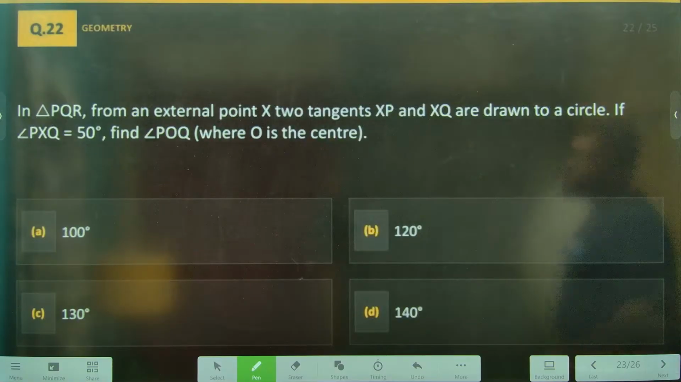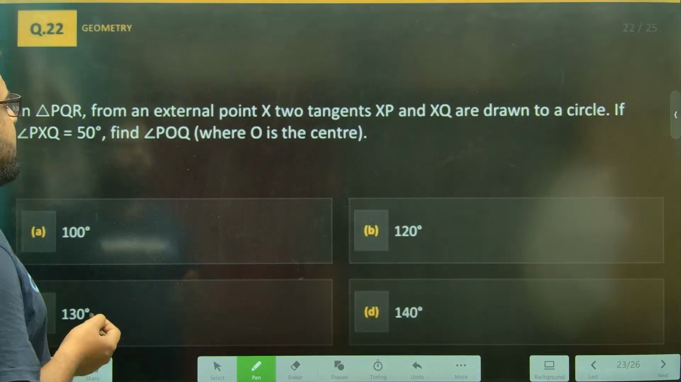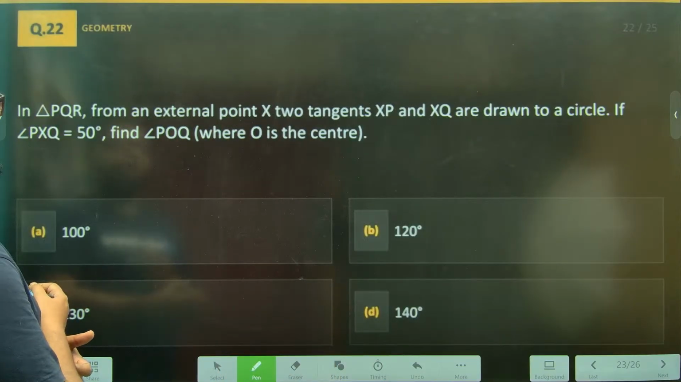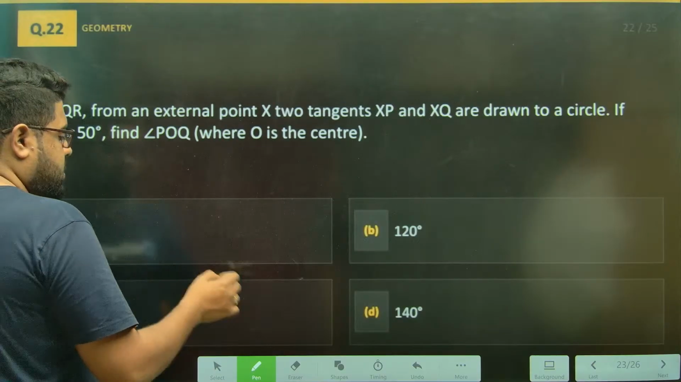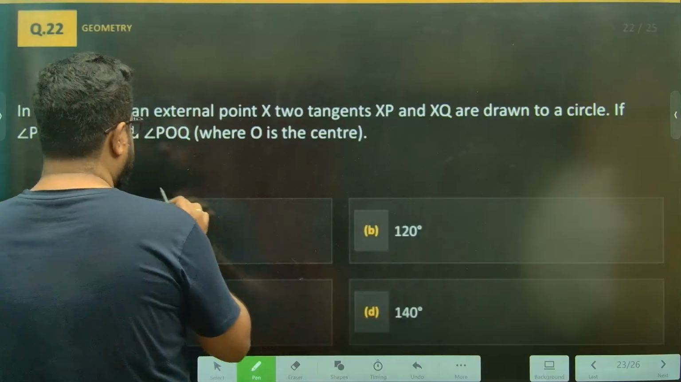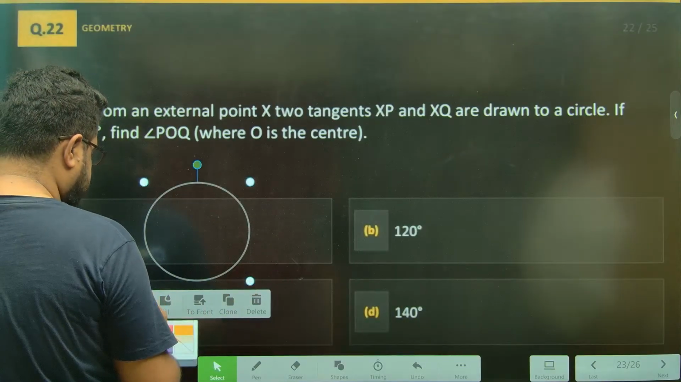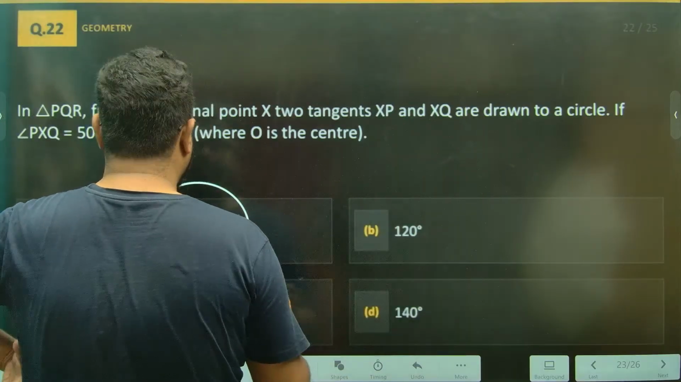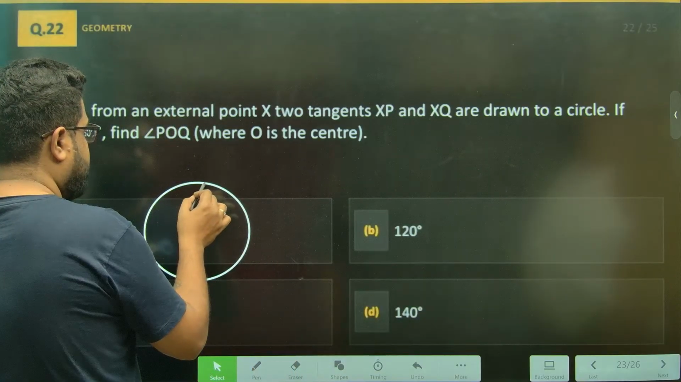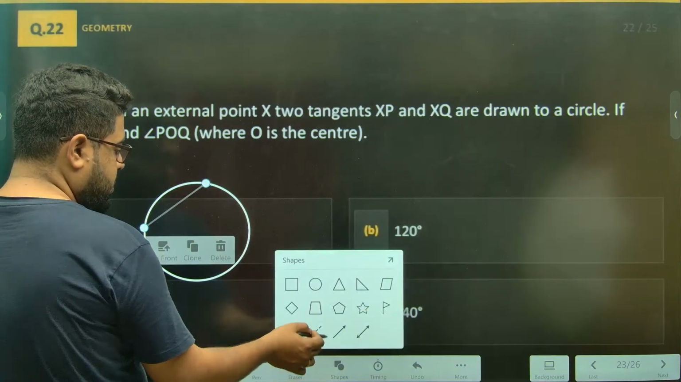Next one, external point, two tangents XP and XQ. Okay, let's see what they are saying. There is a circle given. And there is a triangle.